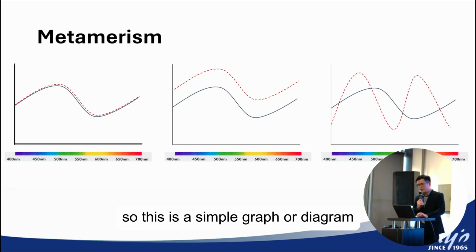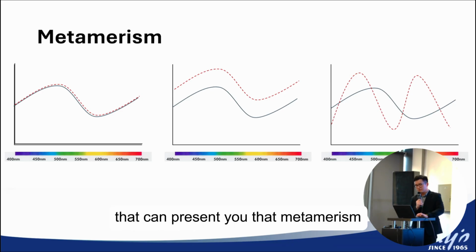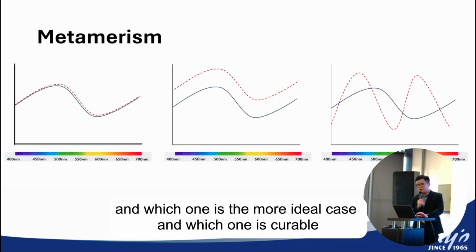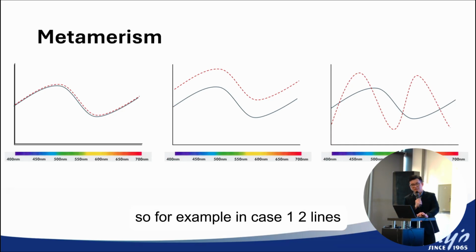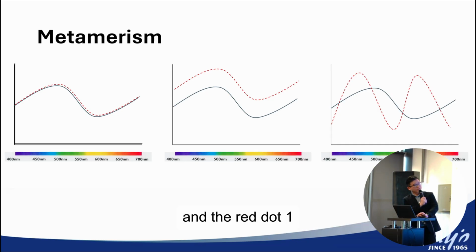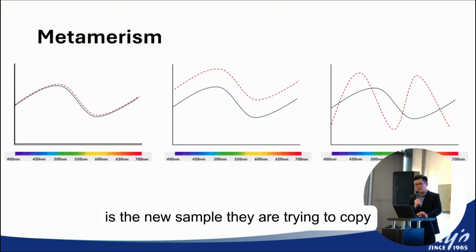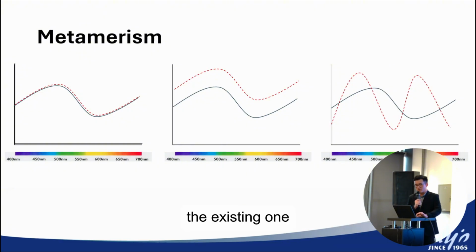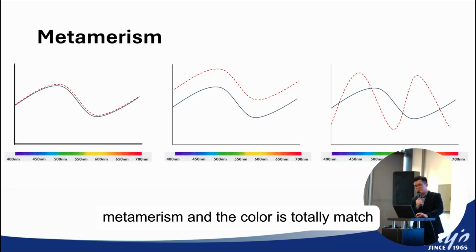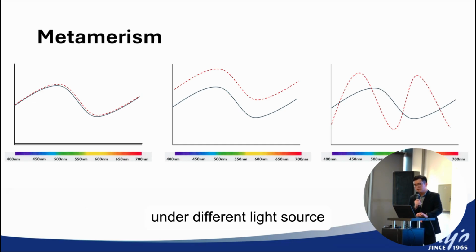This is a simple diagram that presents when metamerism will happen, which is the more ideal case, and which one is curable. For example, in case 1, with two lines, the black one is the sample your customer is making, and the red dotted one is the new sample they are trying to copy from the existing one. If they are totally overlapped, this is the most ideal case. There won't be any metamerism and the color is totally matched under different light sources.